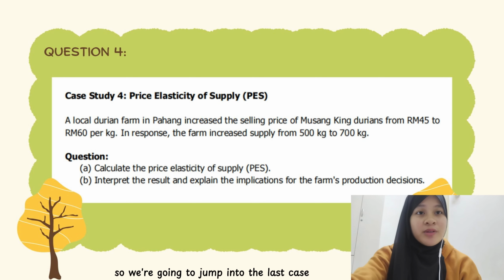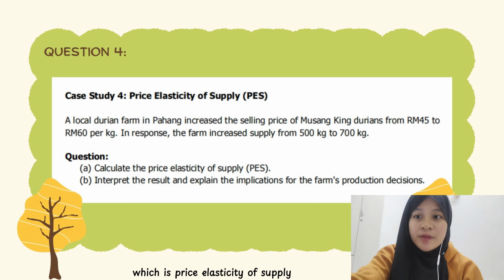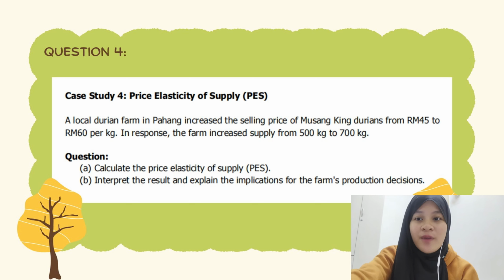So, we're going to jump into the last case, which is price elasticity of supply. A local durian farm in Pahang increased the selling price of Musang King durian from 45 ringgit to 60 ringgit per kg. In response, the farm increased supply from 500 kg to 700 kg. First question is to calculate the price elasticity of supply, and B. Interpret the result and explain the applications for the farm's production decisions.